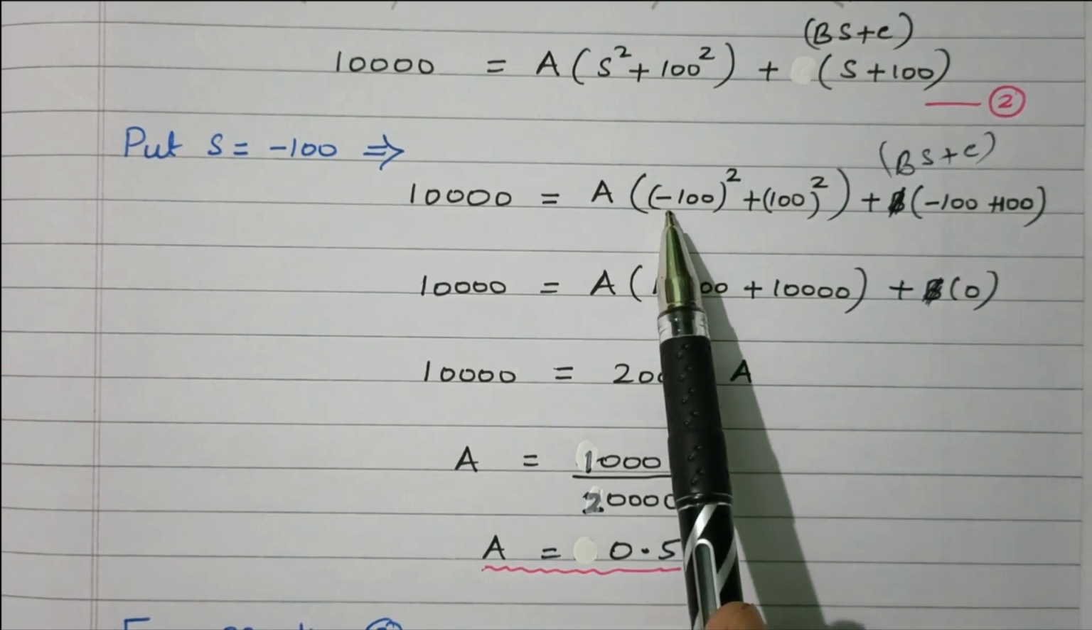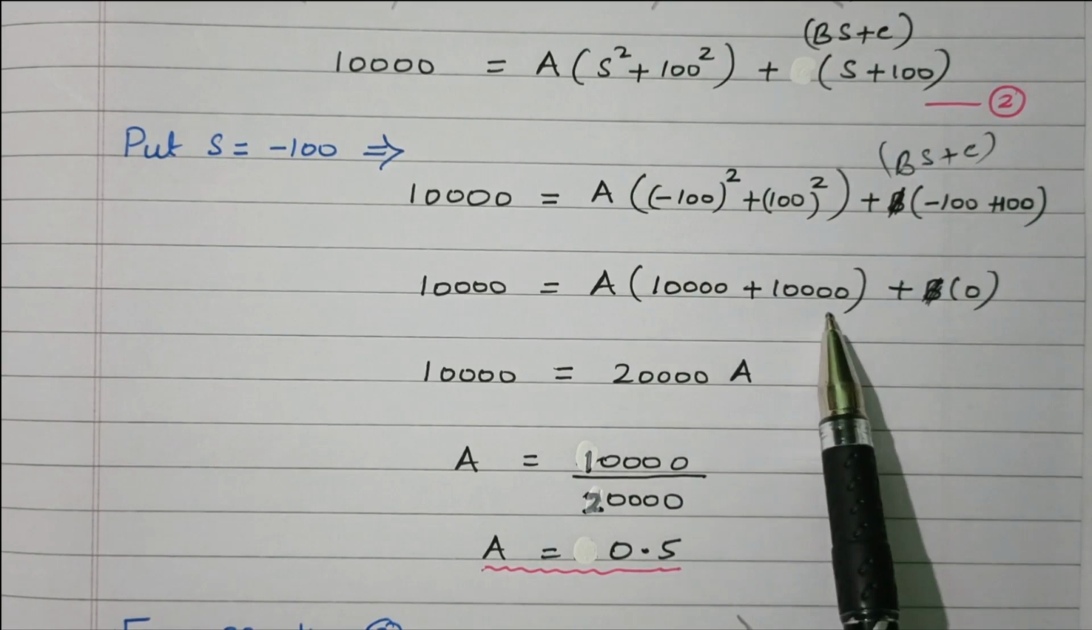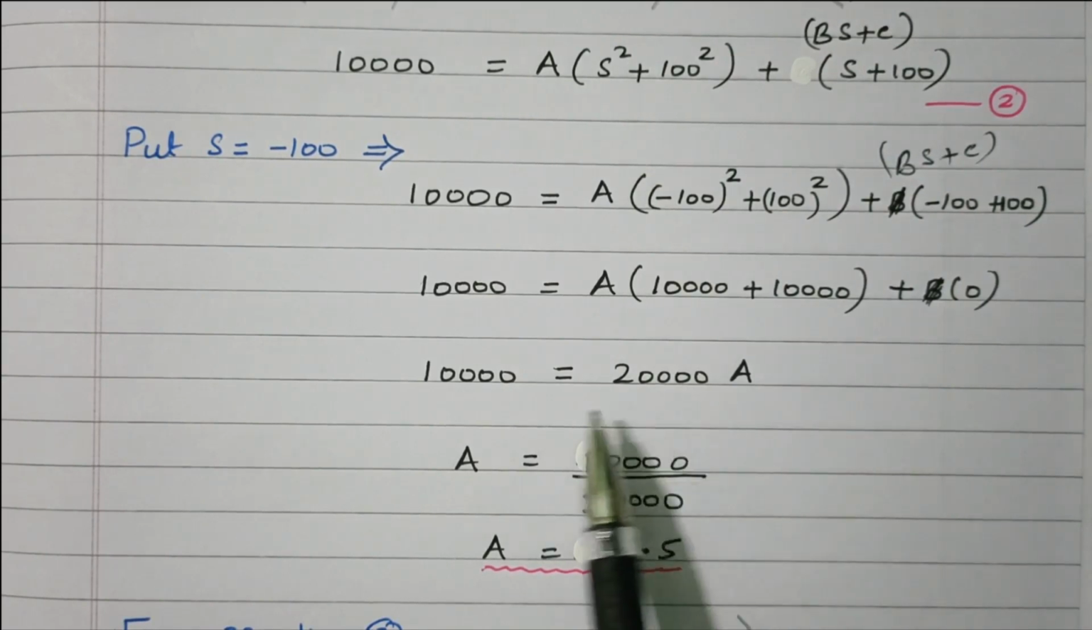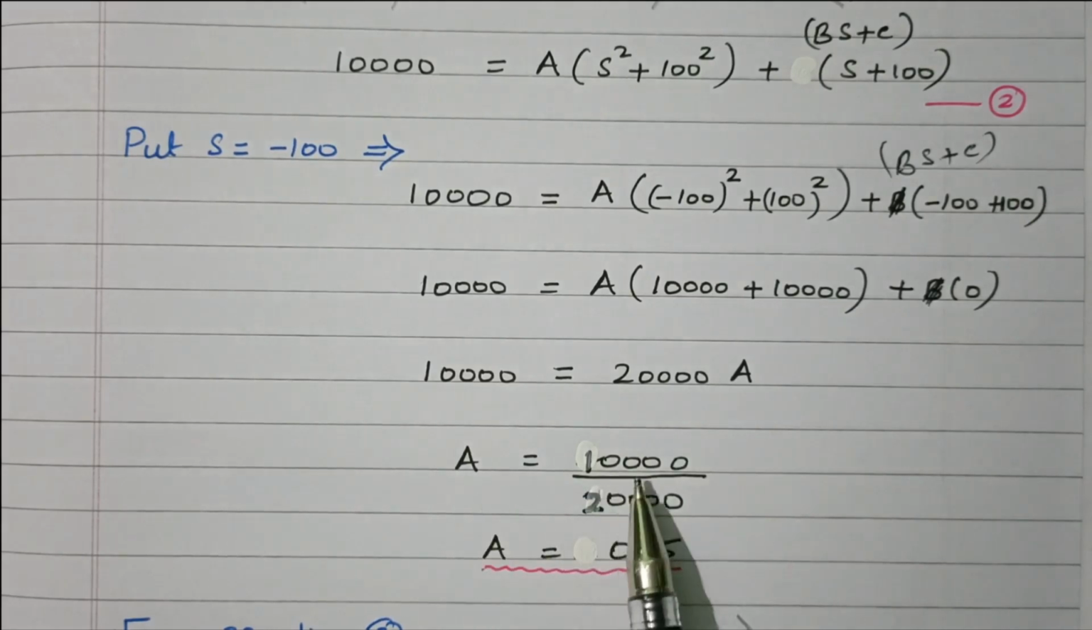So only here minus 100 square is 10,000. Already here 100 square is 10,000. So totally 20,000. 10,000 equal to 20,000 a. So a equal to 10,000 by 20,000, it is 0.5. So now we calculated the value of a as 0.5. So b and c we can calculate by equating the coefficient, equating the coefficient on both the sides.